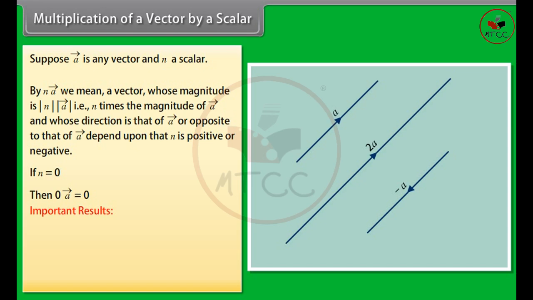Important results. mn times vector A equals m into (n vector A). n into (vector A plus vector B) equals n vector A plus n vector B. (m plus n) into vector A equals m into vector A plus n into vector A.